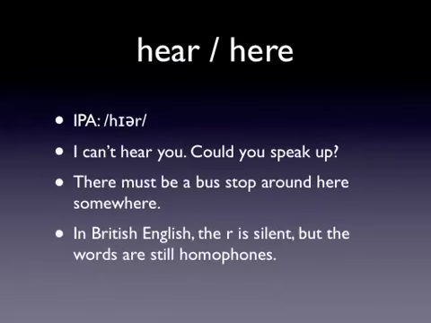Here and hear. The IPA represents here. I can't hear you. Could you speak up? And there must be a bus stop around here somewhere. In British English, the R is silent, but the words are still homophones. Approximately in British English, it would be here, the pronunciation.